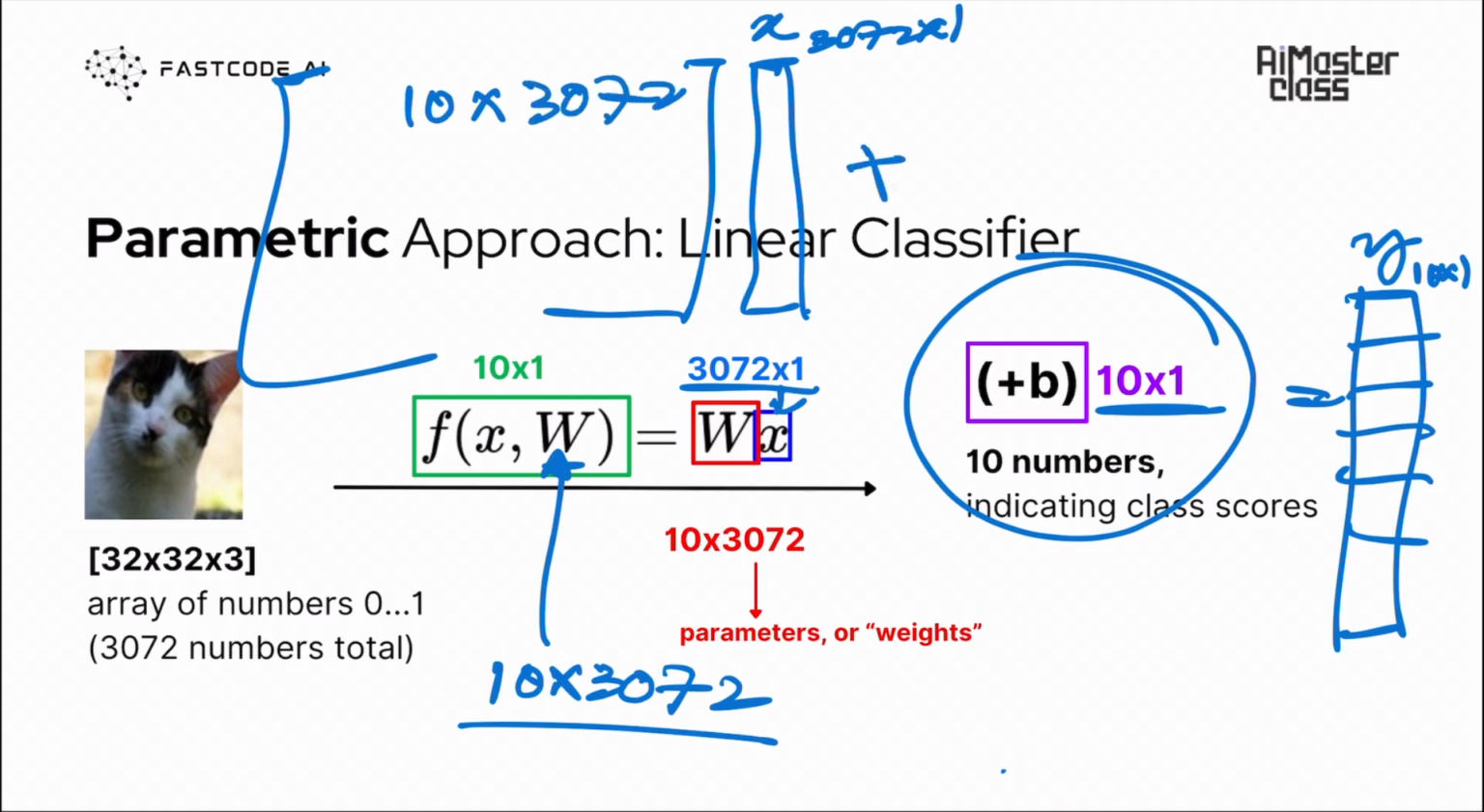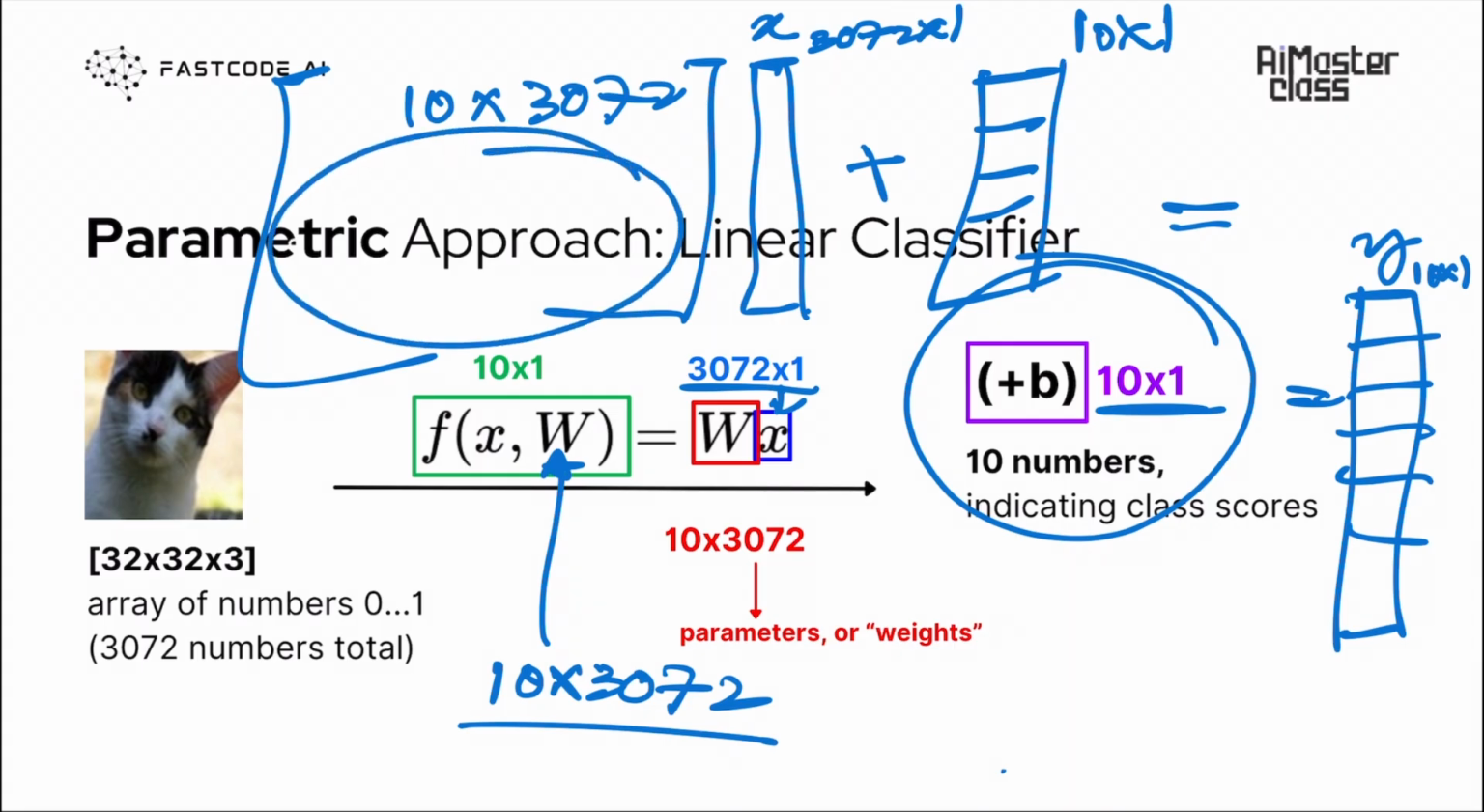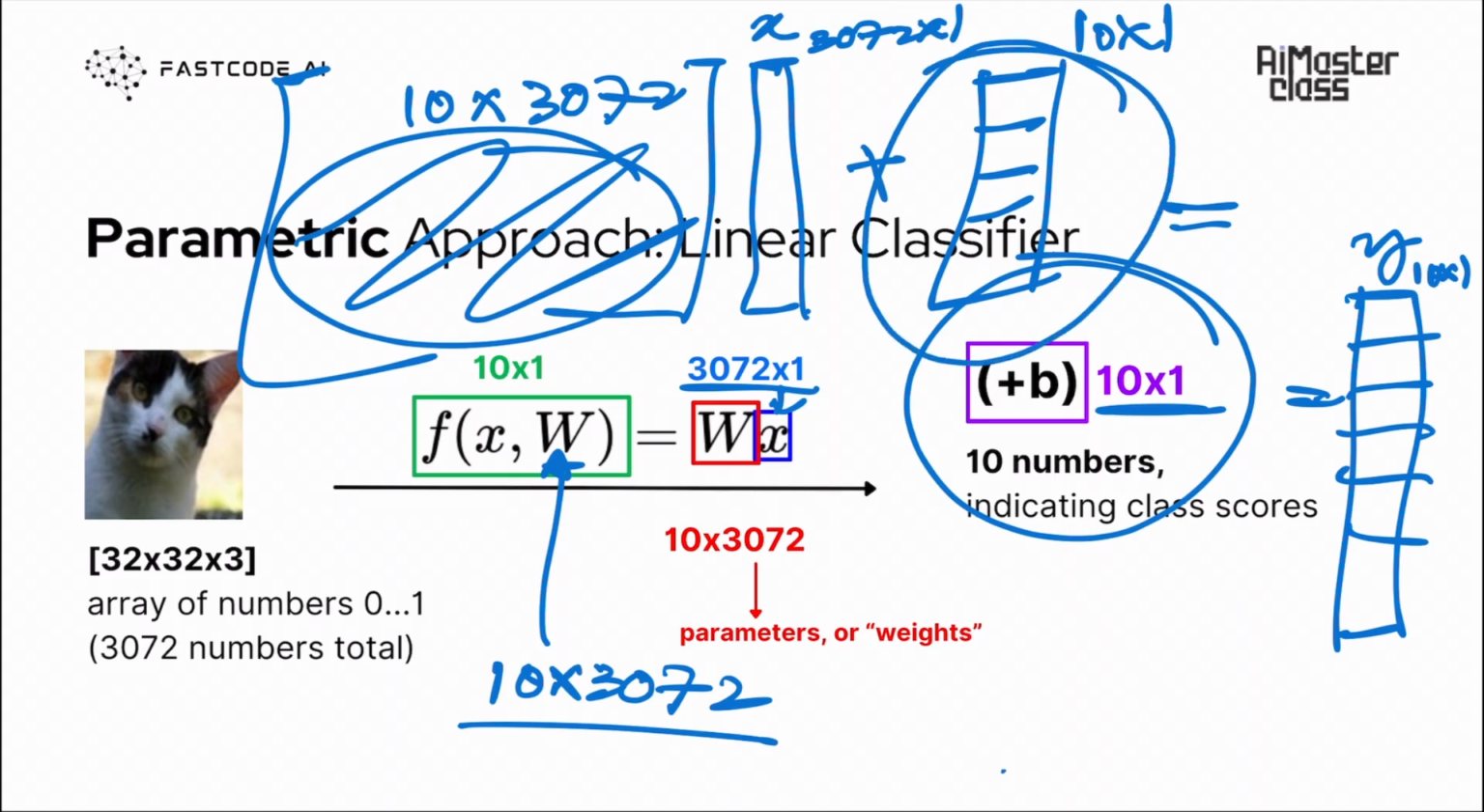We also have a bias here, right? And the bias is of size 10 cross 1. And this is the equation of our linear classifier. And what are the learnable parameters? So these are learnable parameters here, and the learnable parameters are also our bias. And we often ask an interview question: how many learnable parameters?